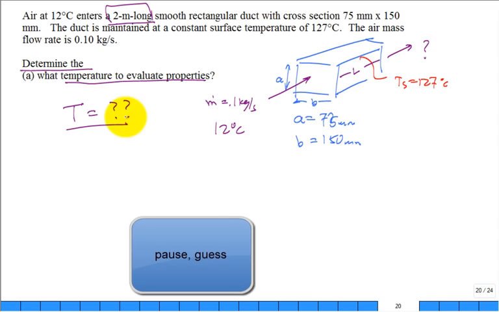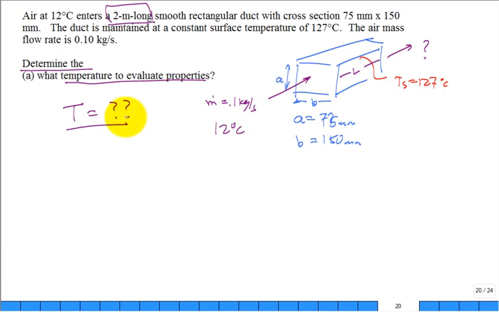Professor, it's so much easier if you just tell us. Well, I hope my little discussion here helps you when you do homework.